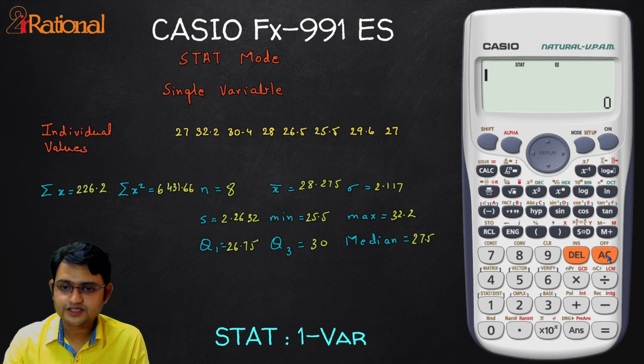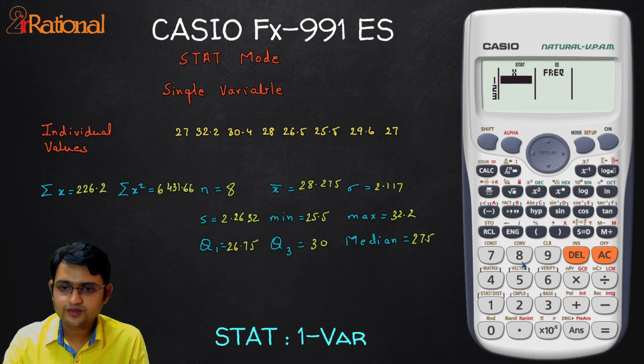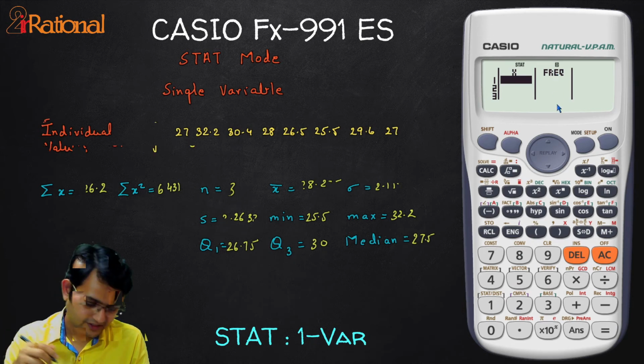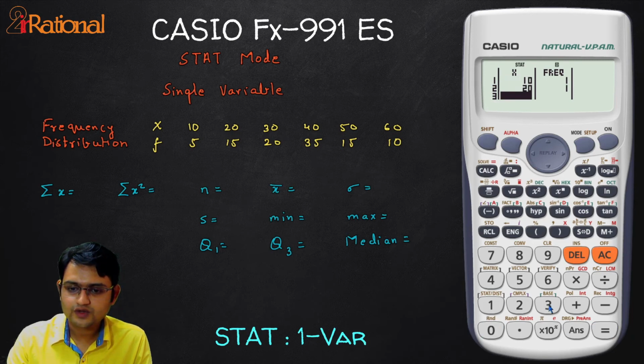Now if I press AC and I go to mode 3, one variable, now I have a different kind of table where I have x as well as frequency for x. Let's take an example for that. For this frequency distribution data, all I have to do is write my x values and the frequencies. First we'll write all the x values, then all the frequencies. So I'll have 10 equal to, 20 equal to, 30 equal to. It's taking frequency as 1, that is okay for now. We'll change that.